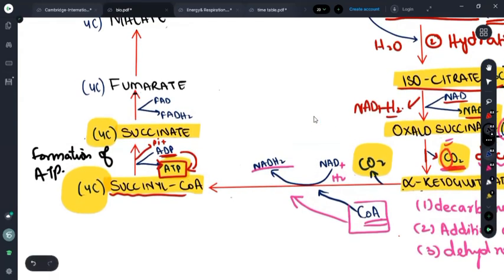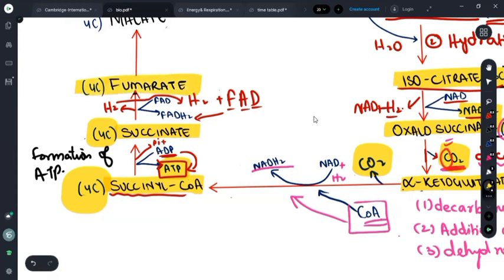Then we have this succinate, which is a 4-carbon containing compound. It undergoes dehydrogenation. This hydrogen gets combined with another hydrogen carrier molecule, which is flavin adenosine dinucleotide. This is a new hydrogen carrier compound, which gets reduced into its reduced form FADH2 in Krebs cycle only. So this hydrogen gets combined with the FAD and forms its reduced form FADH2, forming a compound called fumarate, which is a 4-carbon containing compound. So what's happening here is this succinate undergoes dehydrogenation.